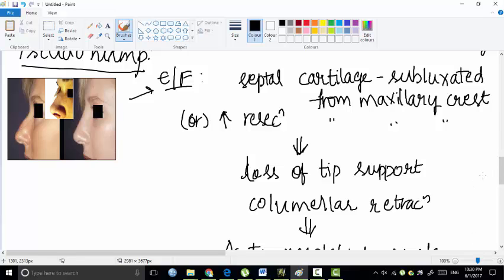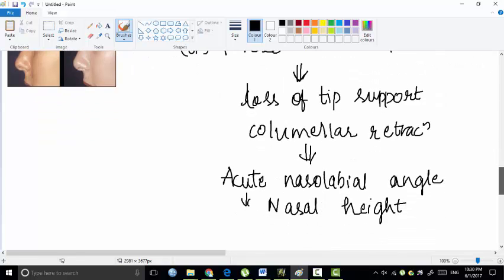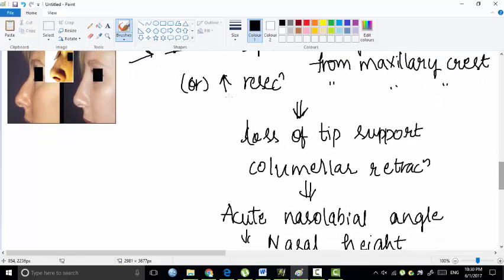If you see this hump, majorly it has resulted in columellar retraction. Finally, if you see the angle here, the angle here became acute, right? And there is a decrease in nasal height. Generally the nasal height should be in this way, but here you see there is decreased nasal height.